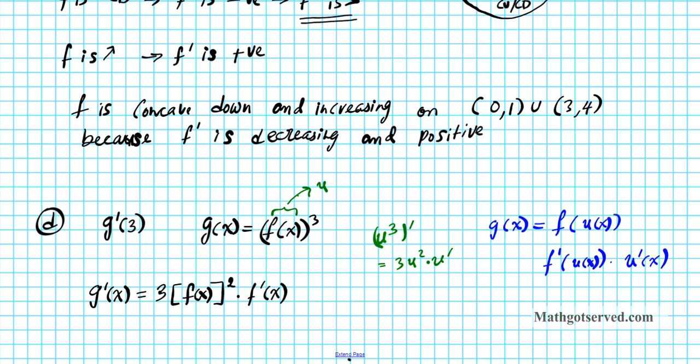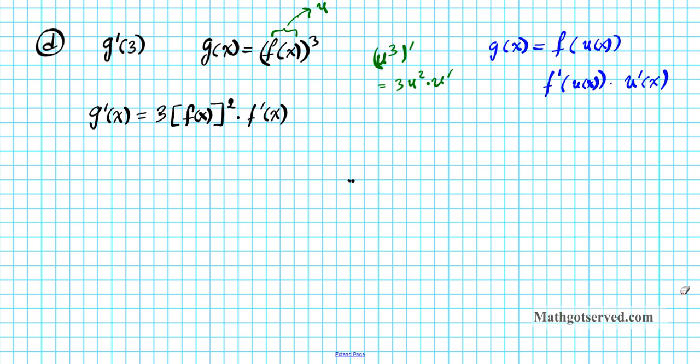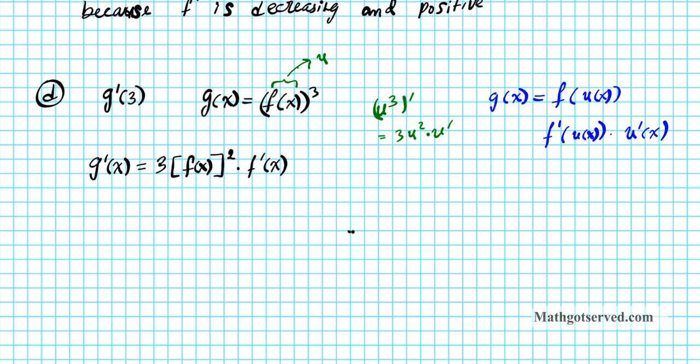Okay, now let's evaluate this derivative at x equals 3. So we're going to do g prime of 3 is equal to 3 times f of 3 squared times f prime of 3. And we were told earlier that f of 3 is negative 5 over 2, so we're going to plug that in here for f of 3. So this is going to become 3 times negative 5 over 2 quantity squared times f prime of 3.